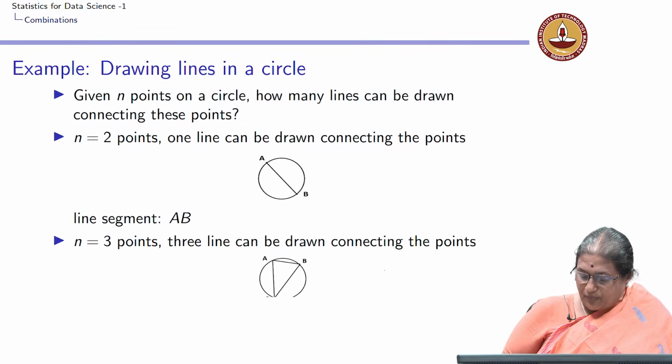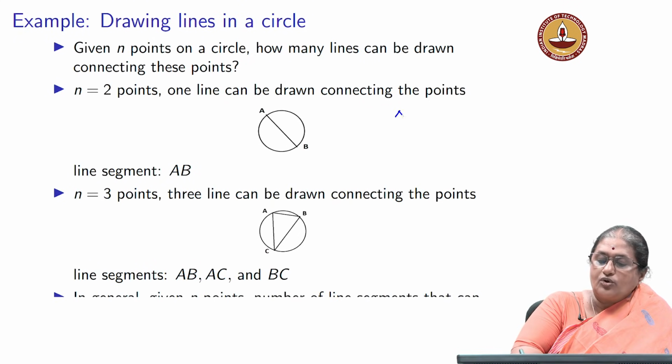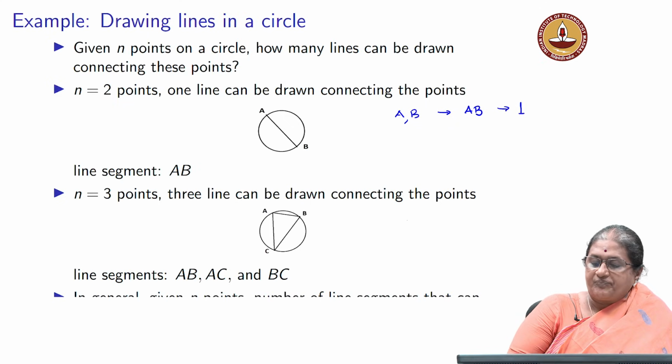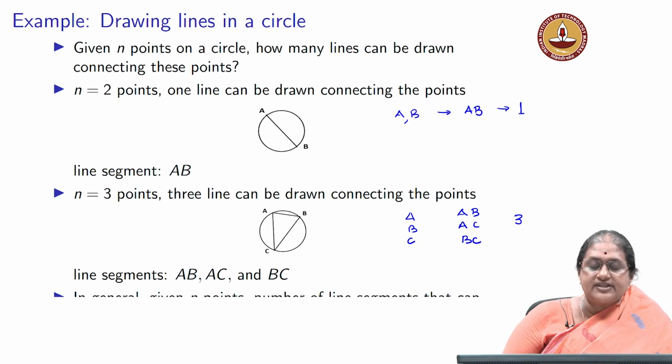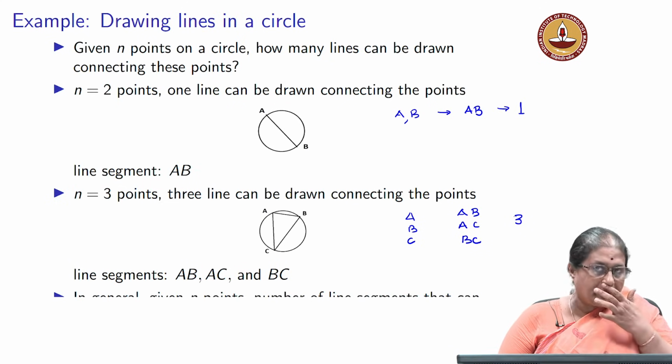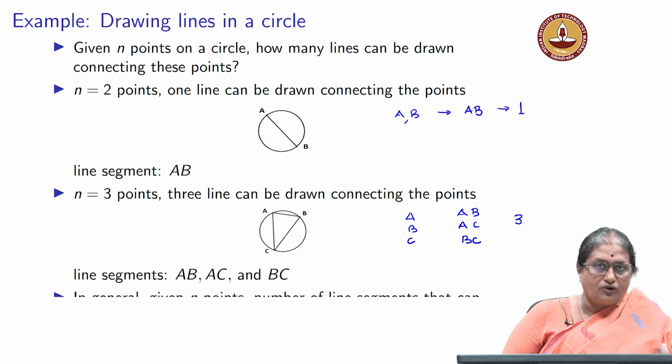So, I am given 3 points. When n equal to 2, I had points A and B, and my line segment was AB. I had one line. When I had points A, B and C, I could form segments AB, AC and BC. So, I have 3 line segments. Immediately you can notice that if I have to draw a line segment, I need 2 points. I have 3 points.